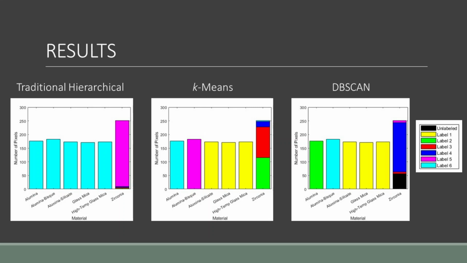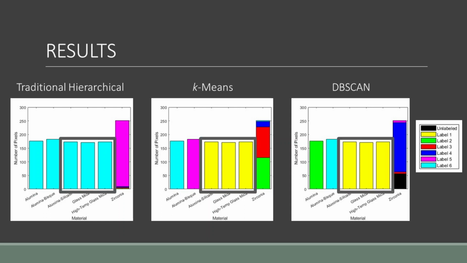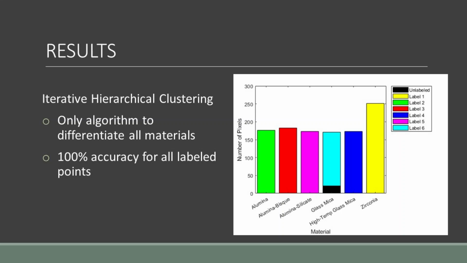So how did this algorithm actually perform? Let's first look at traditional hierarchical clustering, k-means clustering, and DBSCAN. They did not perform well on the ceramic cylinders. In these graphs here, each bar corresponds to a material and each color corresponds to a cluster. What we want to see is every material corresponding to a unique cluster and vice versa. That is clearly not the case here. In particular, those 3 very similar materials I showed you at the beginning were clustered together with all of these 3 algorithms. With our iterative hierarchical clustering method, however, we got 100% accuracy. Note that not all points were assigned a label, but of all clustered points, every pixel in a cluster corresponds to only 1 material. This means that our algorithm was successful in distinguishing those highly similar materials.